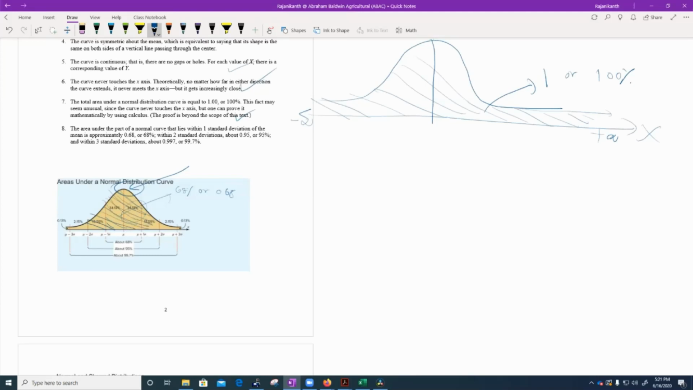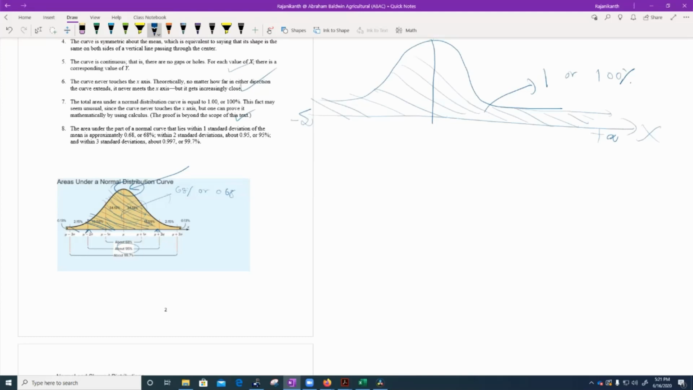Now, if you look at the area between mu minus 2 sigma and mu plus 2 sigma, this area will always be how much percentage? 95% of the entire area. So that is roughly 0.95. Okay, so these are kind of theoretical properties.